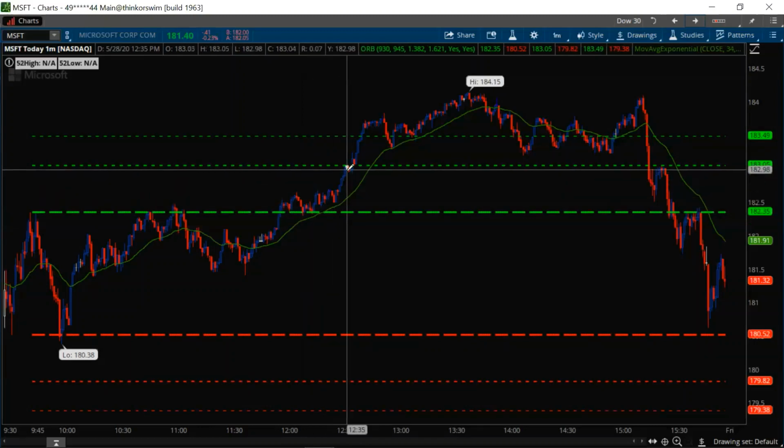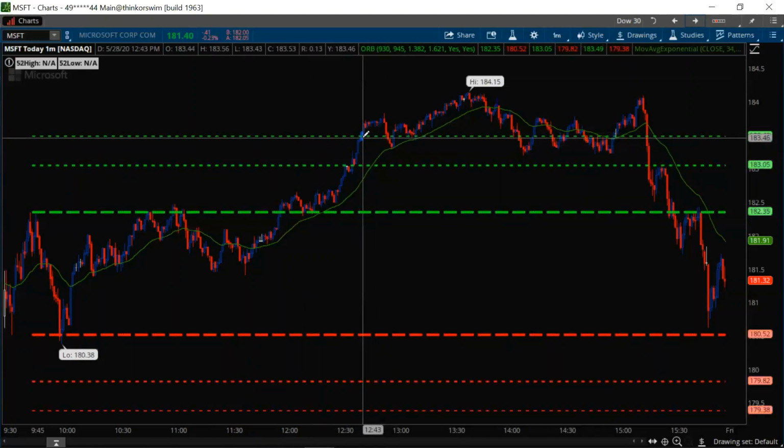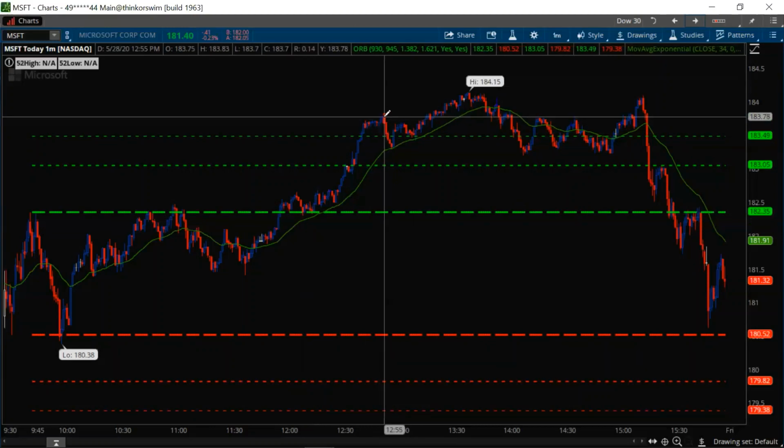On this one, you can actually see it does pause for 2 or 3 candles at that first fib extension level, and then it punches right through that. It doesn't really pause at the second one here. So we've got a nice climb here.